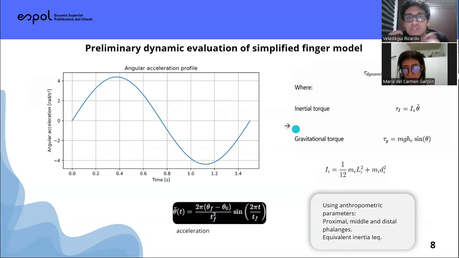We define a circular trajectory from 0 to 90 degrees in 1 second, and from this we obtain the angular acceleration, followed by the dynamic torque. We calculate it with this equation. The first term represents the inertial torque, while the second represents the gravitational torque. The equivalent inertia was obtained from the simplified finger model considering the phalanx contribution.